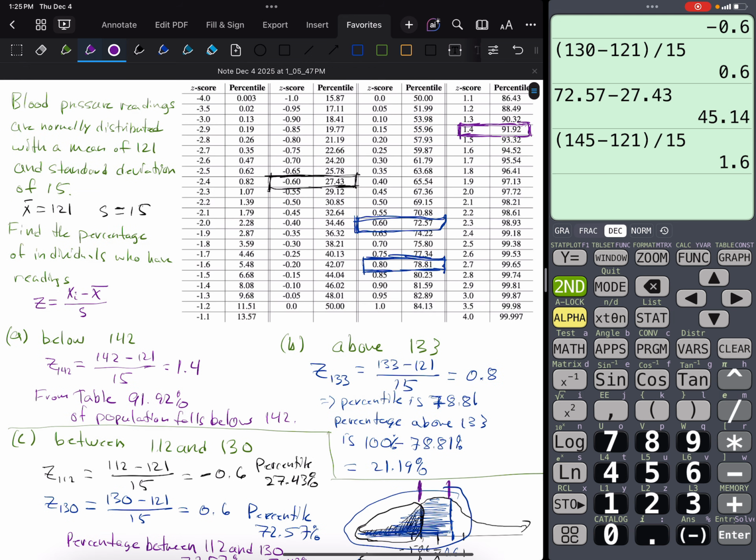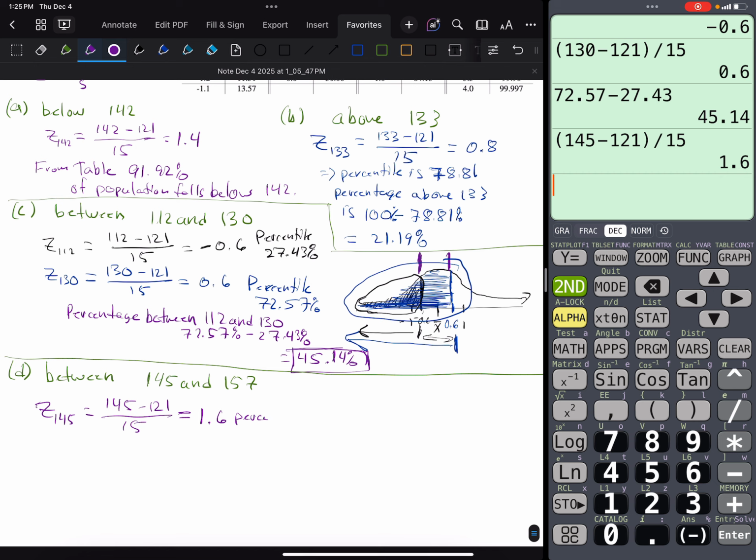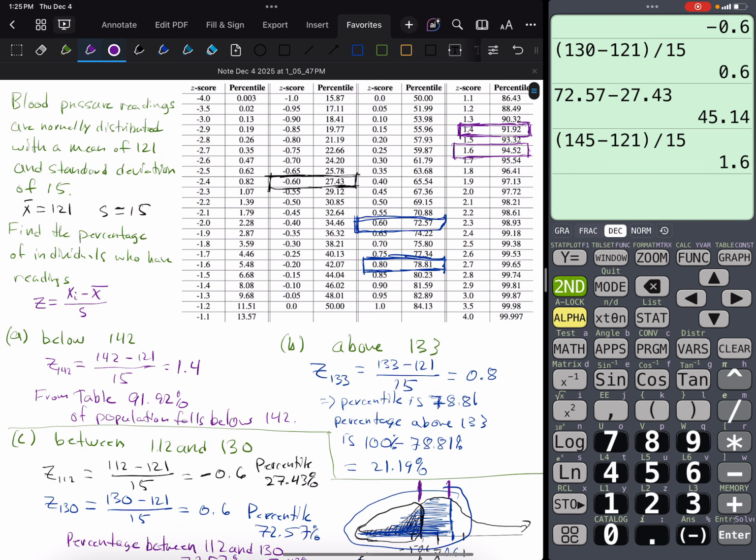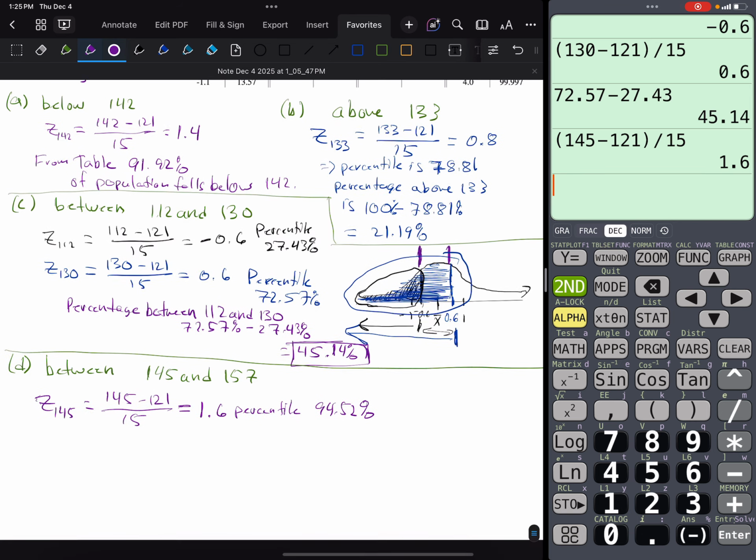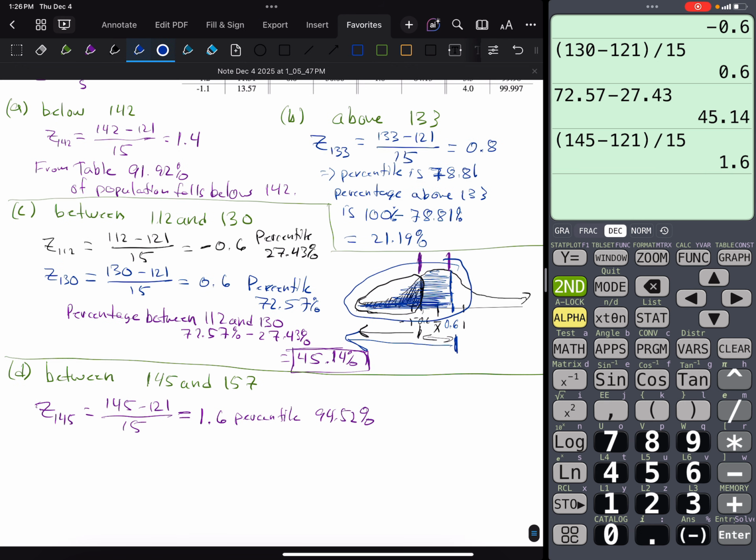And then if I go up here and find my 1.6 on my table, that's a 94.52 percentile. So that's a percentile of 94.52%. If I remember that right? Yes, I did. All right. Feel good about myself right now. Okay, now let's do the same z-score calculation, but for 157. And that'll be 157 minus 121 divided by 15. And so what's that going to be? 157 minus 121 divided by 15 will give me a 2.4.